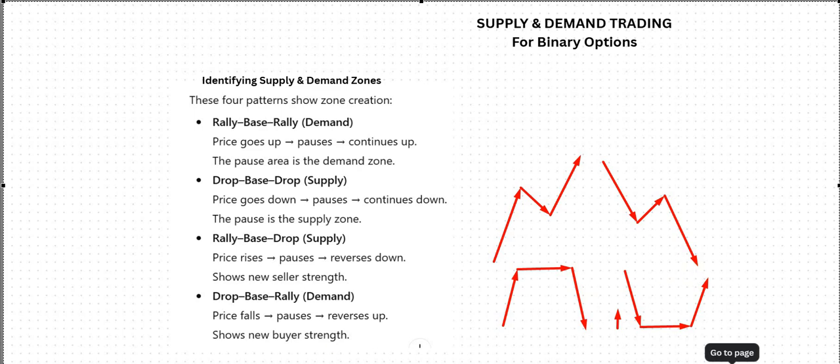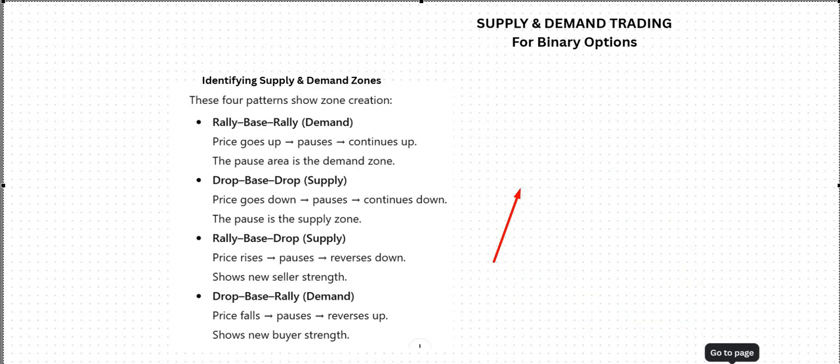I hope you understand. Let me do it again so that you will understand very well. You see rally, base, rally. This happens in an uptrend. You have the rally, the base, and the rally. For an uptrend, this is a demand. Then you have the drop, the base, and the drop. This is a supply in a downtrend.